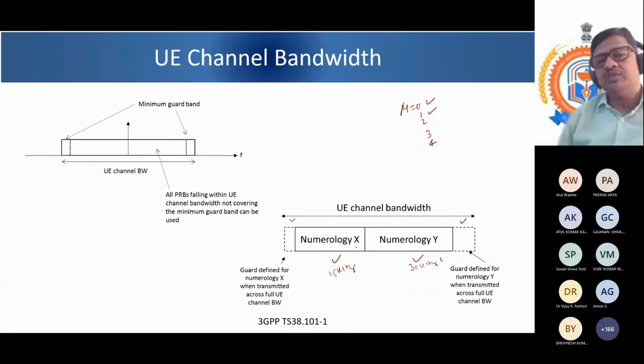The second aspect which I want to tell you is that the guard band size depends upon the numerology. So here, if you see, the guard band size is less compared to the guard band size here because of the numerology. So that means this is the guard defined for numerology X when transmitted across full channel bandwidth, and this is the guard defined for numerology Y. So depending upon numerology, your guard band is varying. You may be having the same band, right? So the guard band is depending upon the numerology.